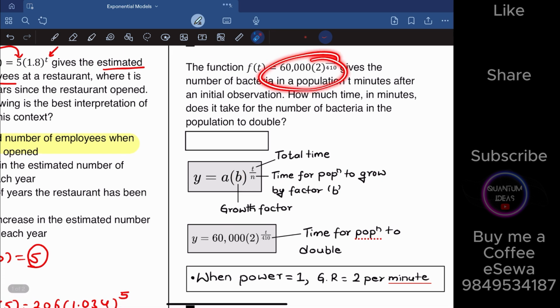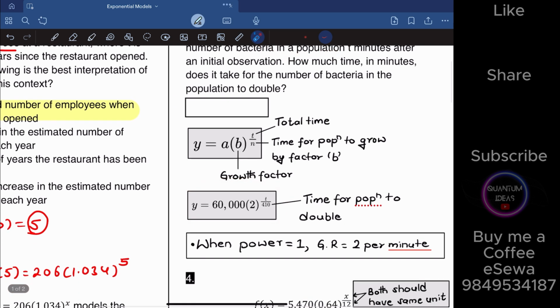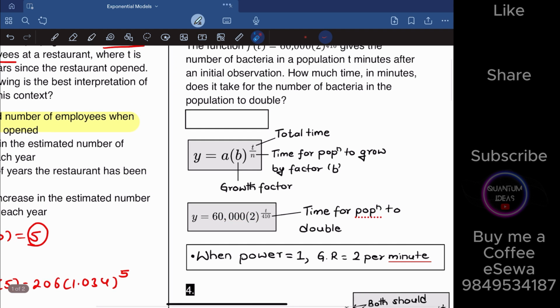Okay, let me show you with the example. For example, this is our equation, right? So 60,000 is the initial population, and 2 is the growth factor. Now this t is the total time, and this 410 is what? This is the time for the population to change by this growth factor, that is 2, meaning the denominator will denote the time for the population to double.